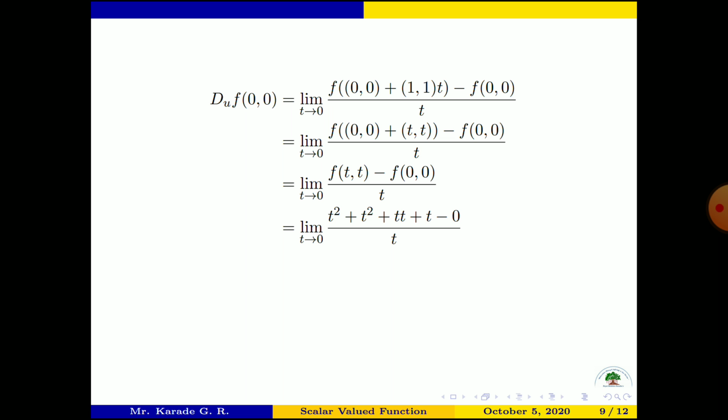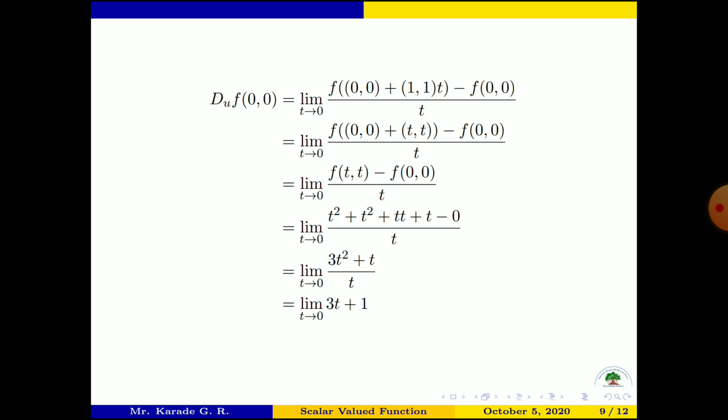Okay, now we simplify this numerator. It becomes 3t square plus t, 3t square plus t divided by t, and it is equal to limit 3t plus 1 as t tends to 0. The t gets cancelled, and 3t plus 1 remains.